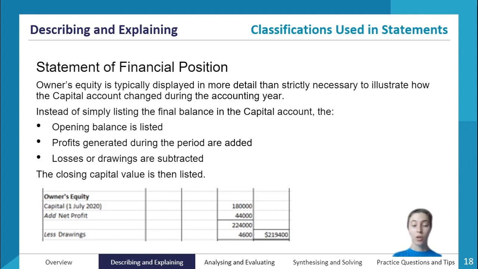And you'll see here in this example, which we'll look at shortly, that we've got 180,000. That was our opening balance. We've added that net profit, and then we've found the result of that. So 224,000 is what we've got by adding that, and then we subtract the drawings in this case, and we get that final figure.